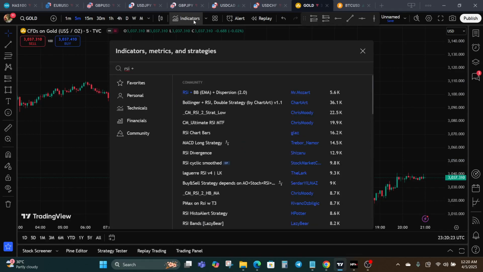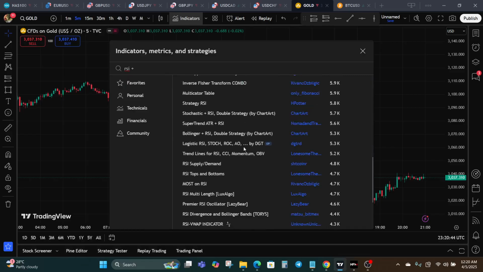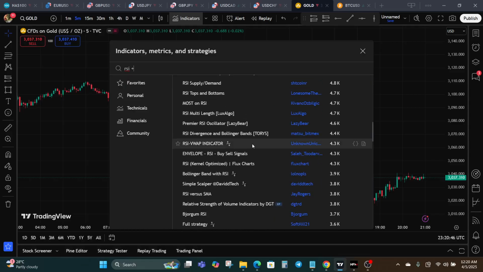This indicator takes the classic RSI formula and enhances it by smoothing out the data and adding dynamic levels that adjust with market volatility. That means fewer false signals and more accurate entries and exits. Okay, now let us talk about how to set it up on TradingView.